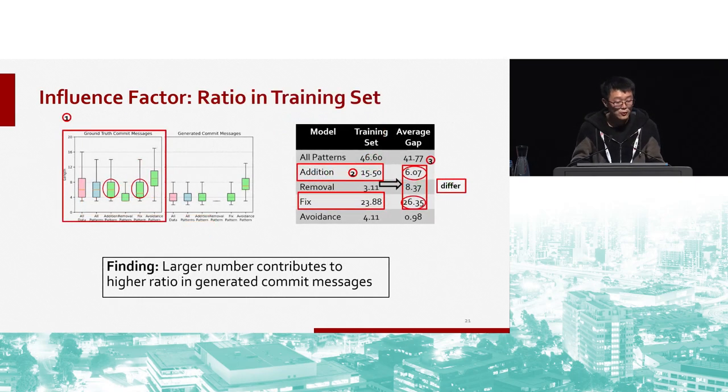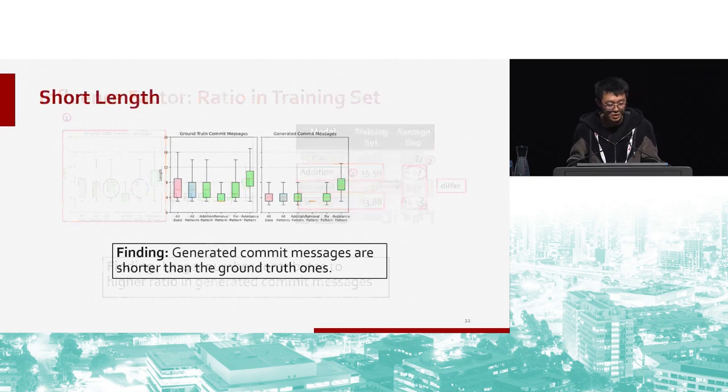The second influence factor is the ratio in the training set, and let's focus on the addition and fixed patterns. These two patterns have a similar length distribution, but the ratio of the fixed pattern is higher than the addition pattern, so it has a larger gap. This is because the higher ratio in the training set can provide more data to learn from, so the models tend to generate more fixed pattern messages.